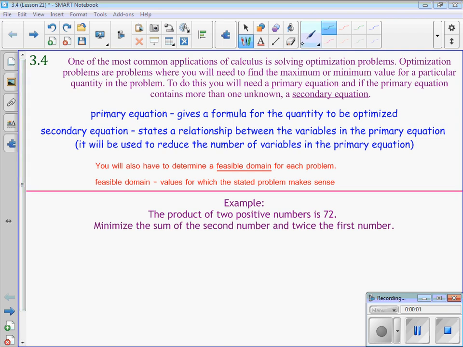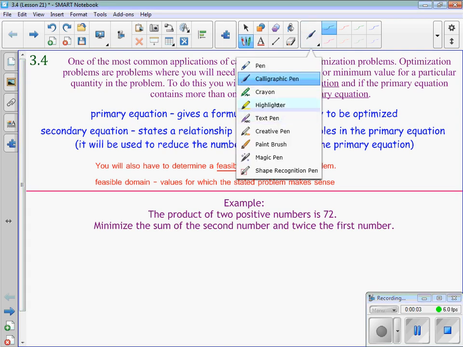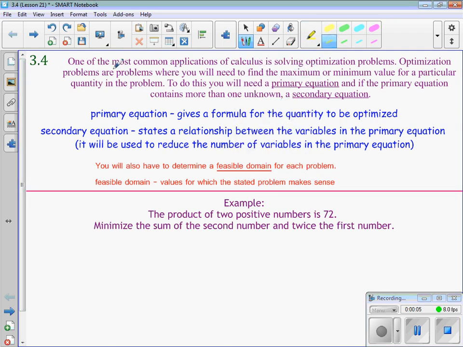Okay, 3.4 is more story problem type questions here. So it says one of the most common applications of calculus is solving optimization problems. That's what this section is on. Okay, so what optimization problems are, you need to find the max or min value for a particular quantity in the problem. So to do this, you need a primary equation and a secondary. So we're going to find a primary equation and a secondary equation almost every time, okay?